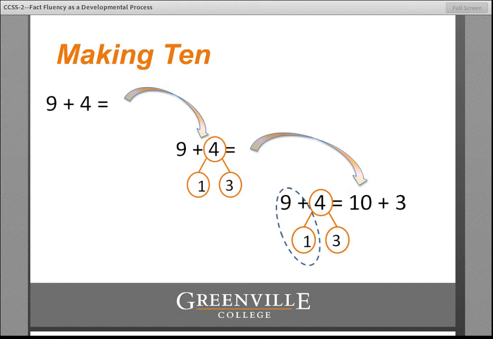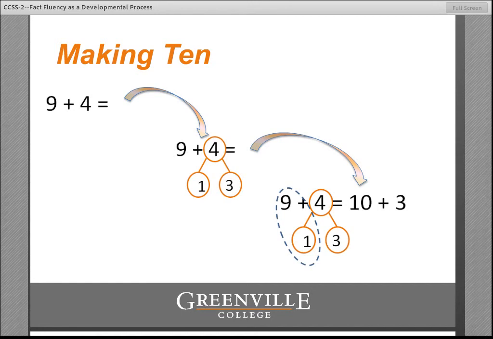Now, drawing the blue oval around the 9 and the 1, I would say, all right, you told me that you gave the 1 to the 9, so I'm going to show that. Now, let's take a look at what we have. How does what you just did here help you? The child would then likely tell me that 9 and 1 make 10, and then there's 3 left over. So I would validate that strategy by saying, I love how you made good use of make 10.